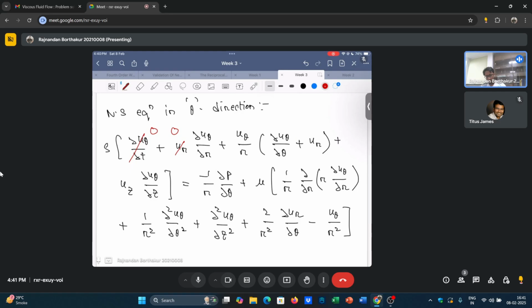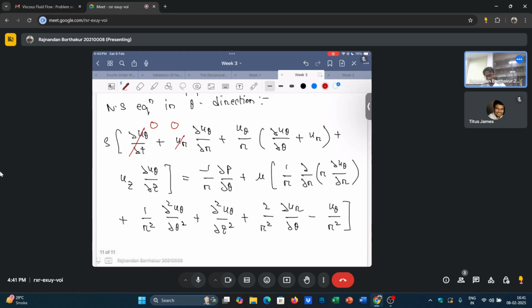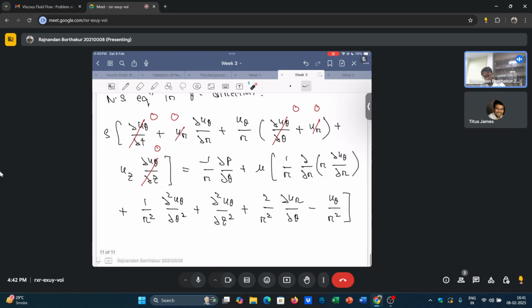So what happens to this term? Is it 0 or non-zero? It is zero, axisymmetric. Exactly. It's 0 because of axisymmetric. Very nice. So this is 0. ur is basically equal to 0. This term is equal to 0 because of the fact that it is fully developed. Yeah, fully developed.